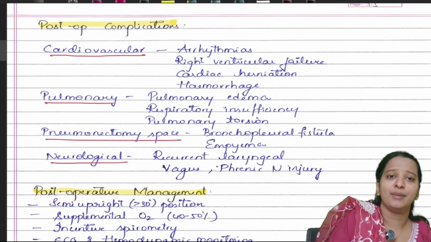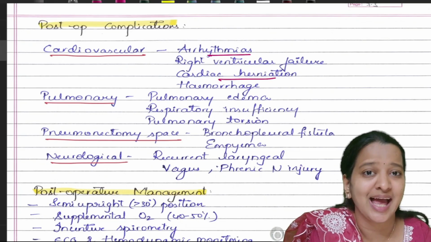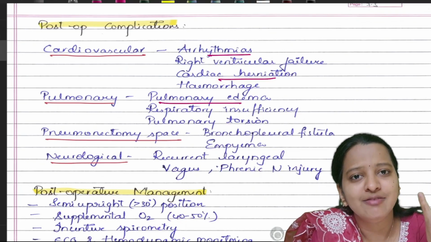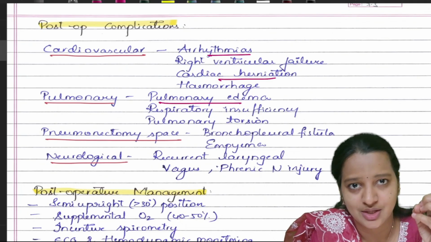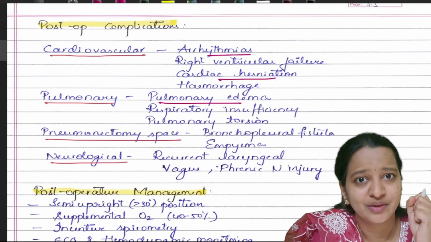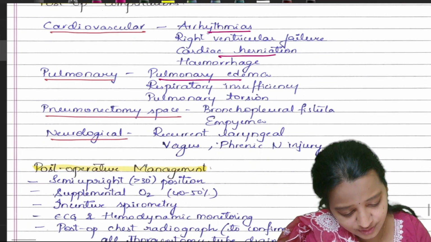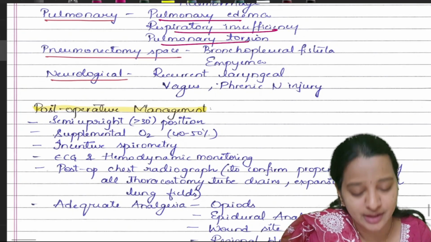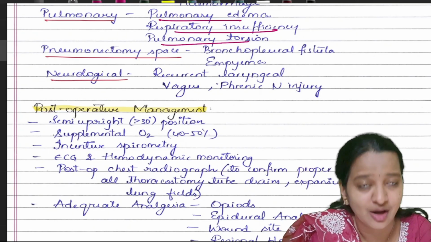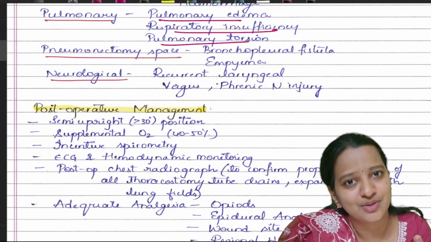So coming to post-operative complications, all systems. Cardiovascular wise, there can be arrhythmias, right ventricular failure, cardiac herniation, and hemorrhage. And coming to pulmonary, there might be pulmonary edema. So overly giving fluids in the post-operative period will be very much dangerous because in these patients, the pulmonary vasculature will be less distensible, right? So if you give so much fluid, it cannot tolerate and will lead to pulmonary edema. There might be respiratory insufficiency or pulmonary torsion. And coming to the place where pneumonectomy has occurred, there might be bronchopleural fistula or empyema. And neurological, there might be nerve injury in and around that surgical procedure place.